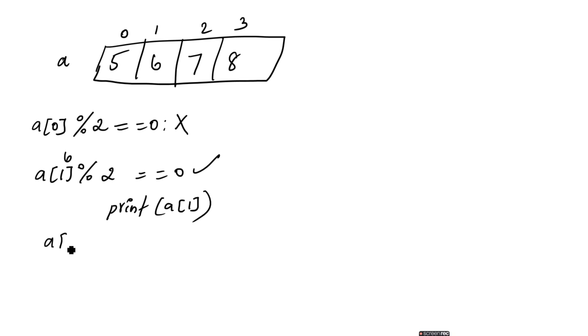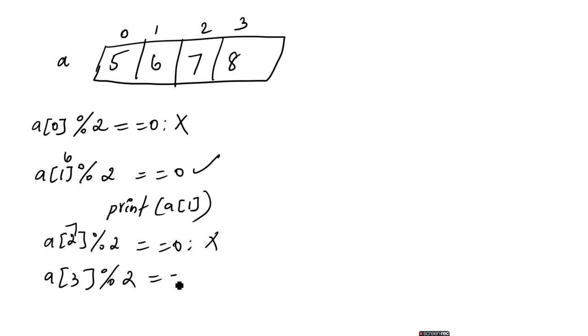Then again we have to check a of 2. A of 2 is 7. The condition is false. So no action taking place. Now next it is a of 3. Then a of 3 is 8. The condition is true. Then we have to print a of 3. That means this statement is working continuously. So in order to work this statement continuously, we have to give it inside the loop.